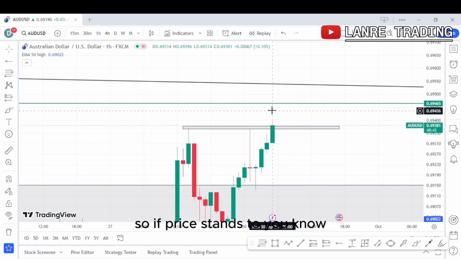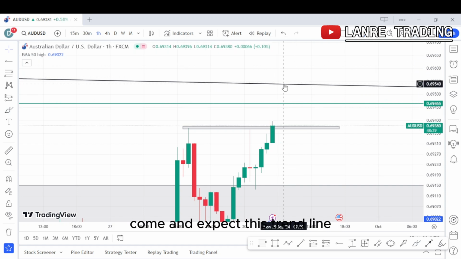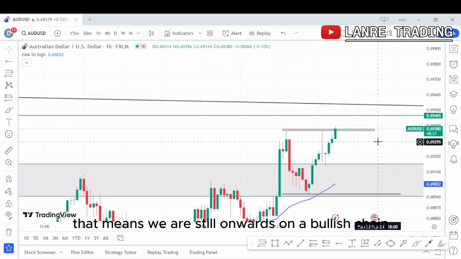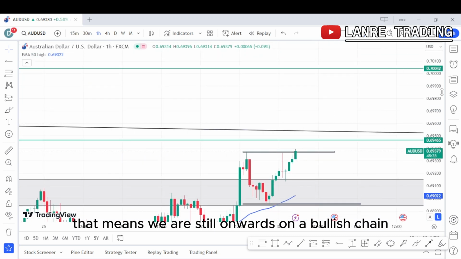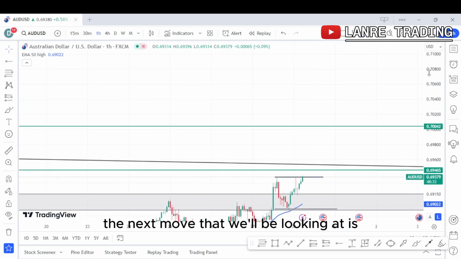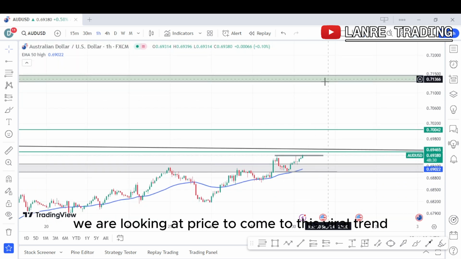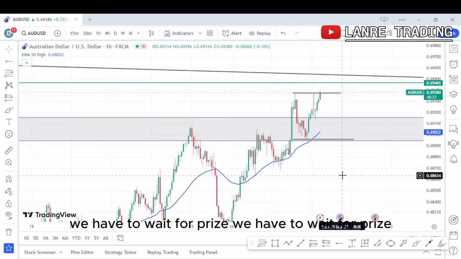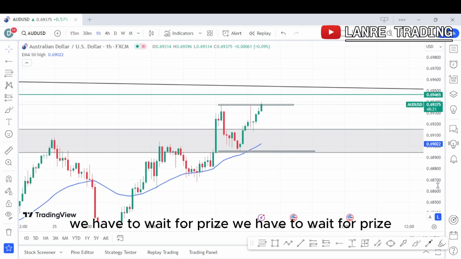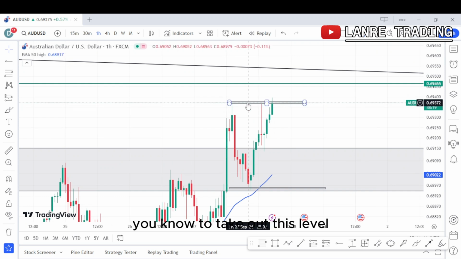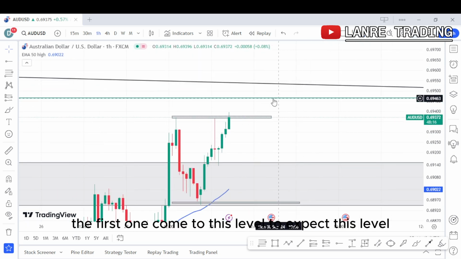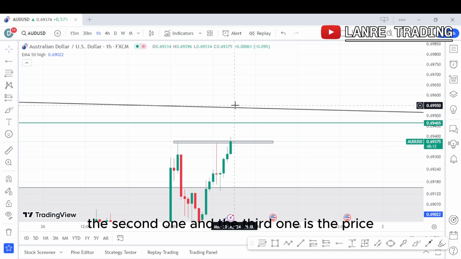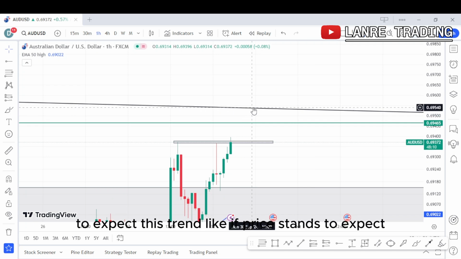So if price comes to respect this trend line, that means we are still on what? On a bullish trend. The next move that we'll be looking at is price coming to this overall trend. And price can't just jump to this level. So what are we going to do? We have to wait for price to take out this level, the first one, come to this level to respect this level, the second one, and the third one is for price to respect this trend line.